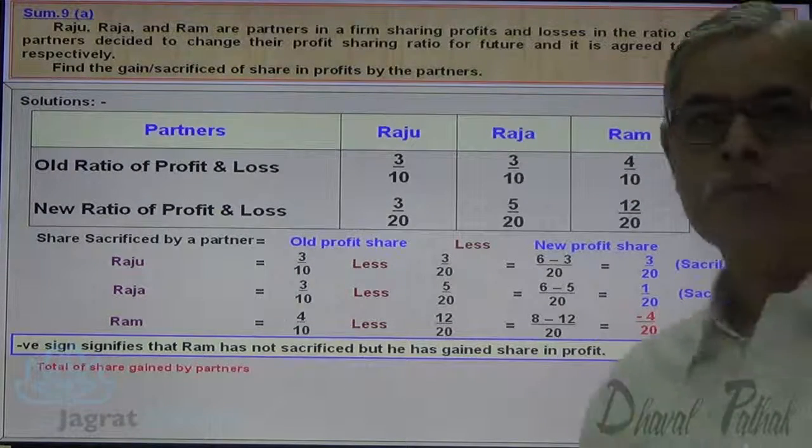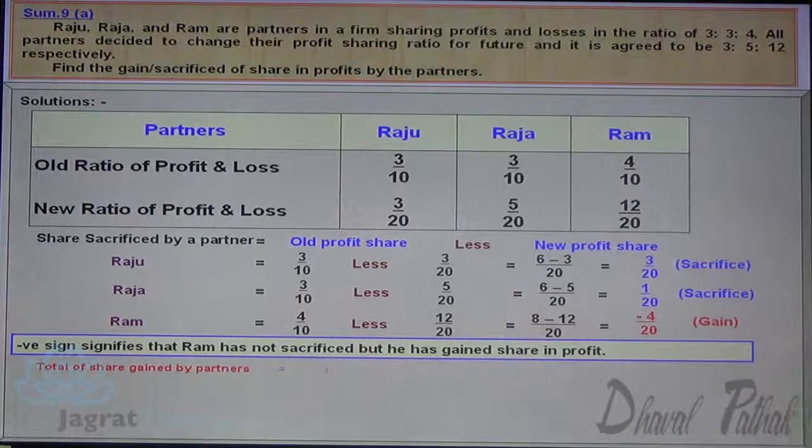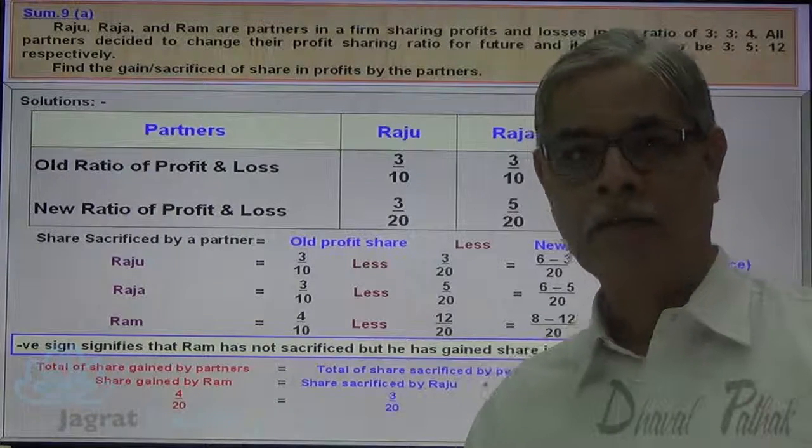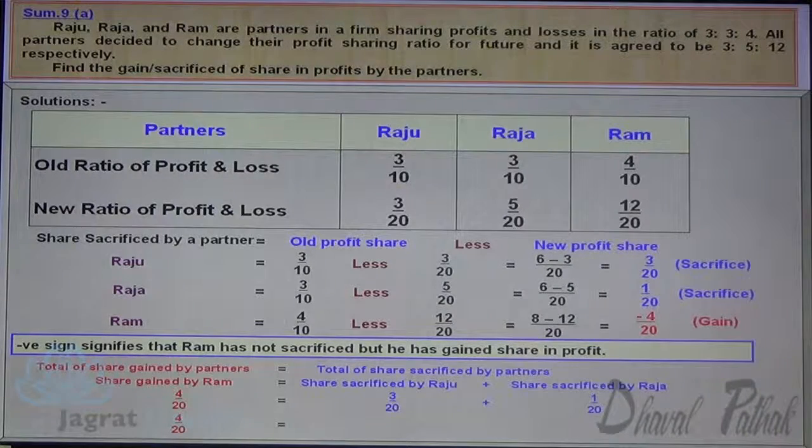Now as you know, total of gain is equal to total of sacrifice. So total of gain by Ram is 4/20. Sacrifice by Raju 3/20. Sacrifice by Raja 1/20. 3 plus 1, 4/20. So total of gain is equal to total of sacrifice. And if you want to work out the sacrificing ratio, that is 3:1. So 3:1 is the sacrificing ratio. Notice it.